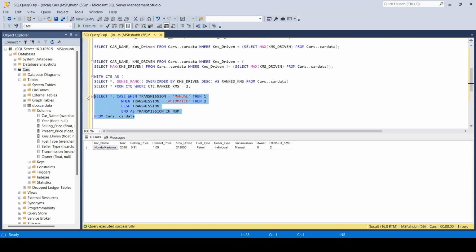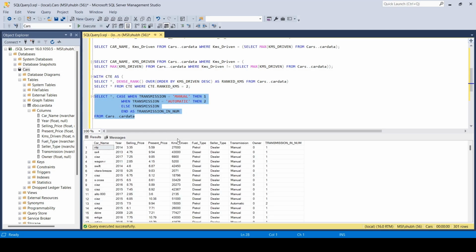Let's see an example of case when. So transmission when manual is there, we have given 1. Otherwise, if it is automatic, then 2. Otherwise, it's just as it is. So this is just for an example. Here it's not that required.